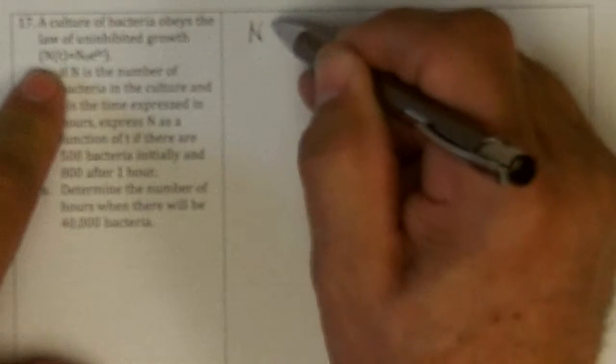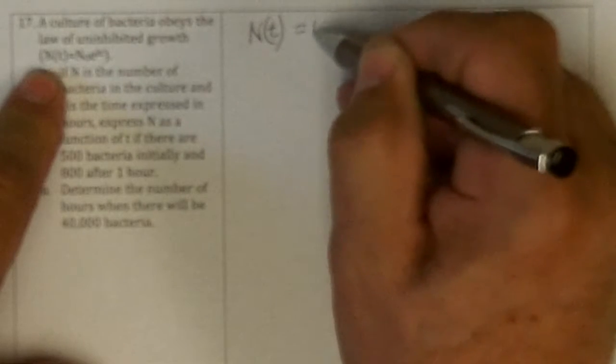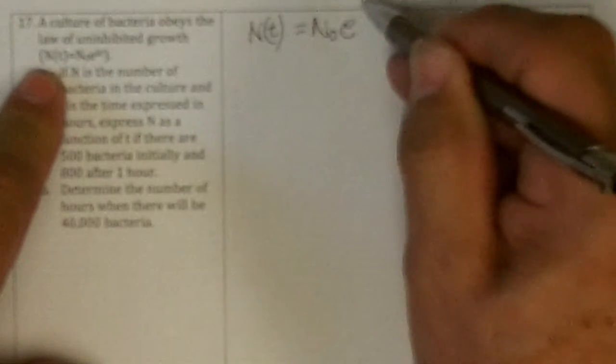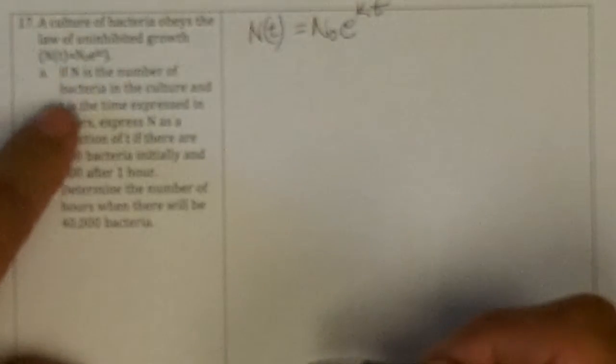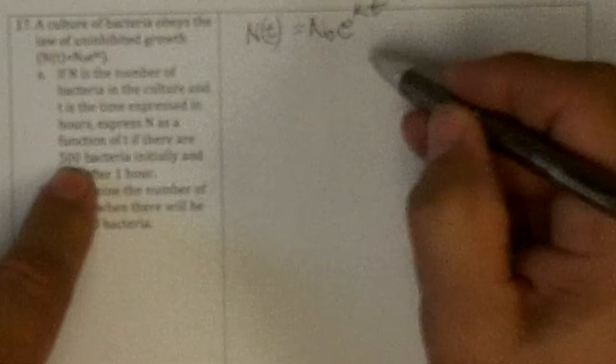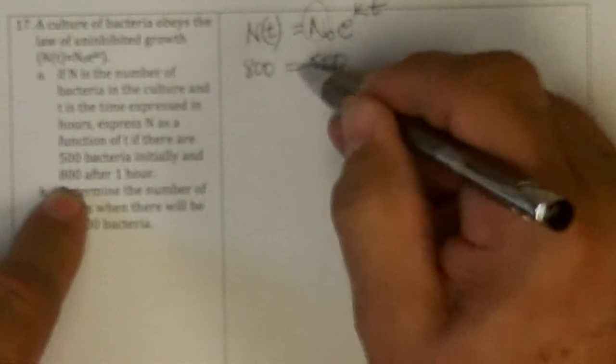Right, the final page of our sample final. A culture of bacteria obeys the law of uninhibited growth, which gives the amount after some time. In this case, they use the formula N(t) = N0 e^(kt), and it tells you more about that. If there are 500 initially, so that's the initial amount, it ends up at 800 after 1 hour.